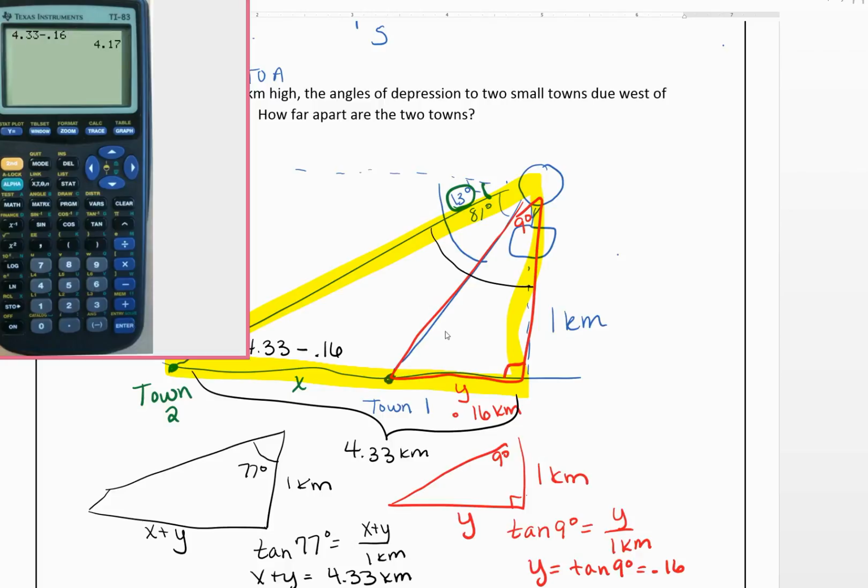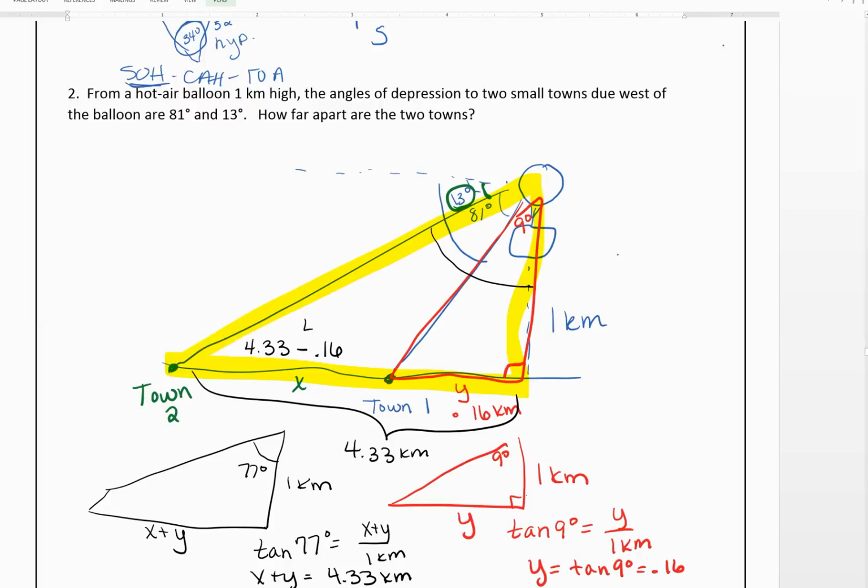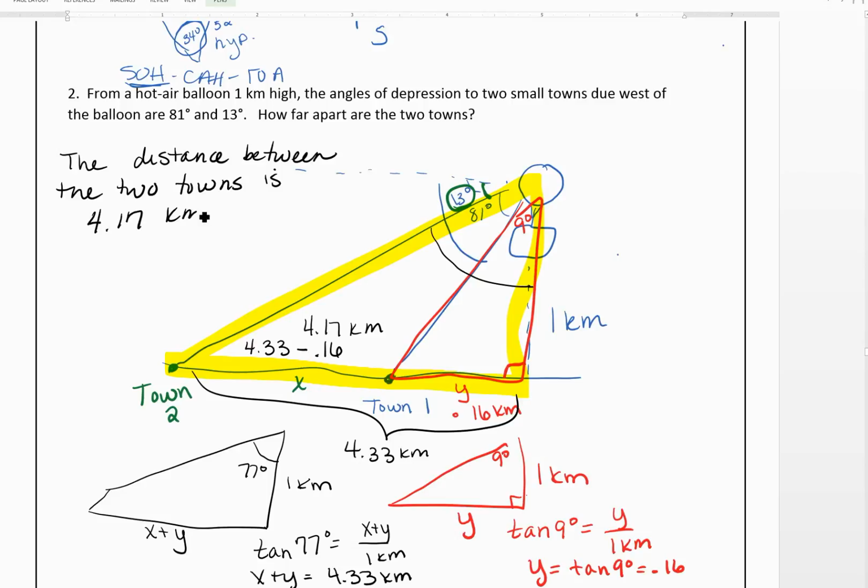So we see the distance between the towns is 4.17 kilometers. So the distance between the two towns is 4.17 kilometers. Okay, so these were just two examples of how we can use trigonometry to solve problems.